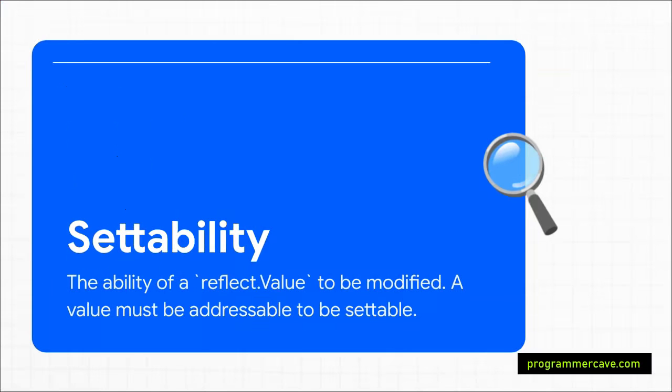So this brings us to the concept of settability. A reflect value is settable if you can actually change the original data it's pointing to. And there's one huge rule here. For a value to be settable, it has to be addressable. All that means is that Go needs to know its real address in memory. If you just pass a variable by value, reflection gets a copy, and changing a copy is useless, right? So it has to be addressable.